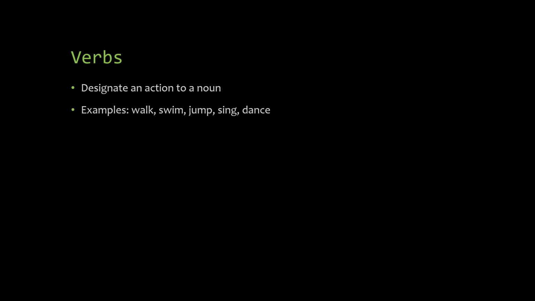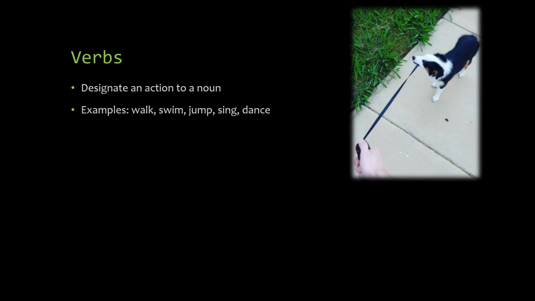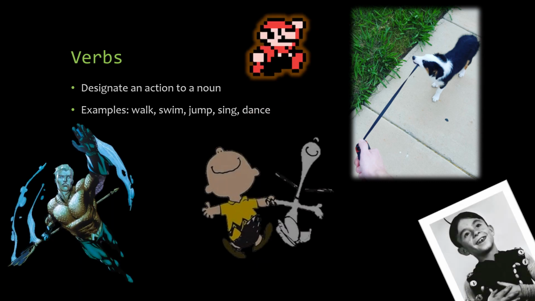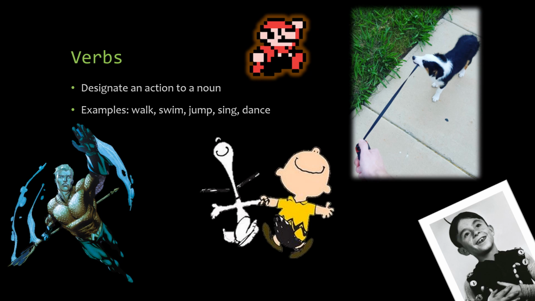So again, we tend to think of this in terms of active verbs, right? Walk, swim, jump, sing, dance, right? These are all active verbs, again, things that require some sort of effort to actually happen. Okay, but again, passive verbs also are occurring all the time, whether we realize it or not.